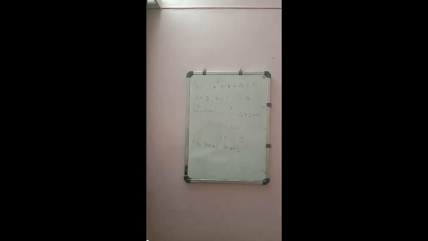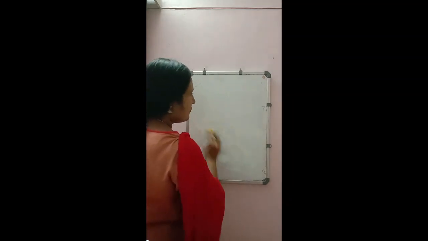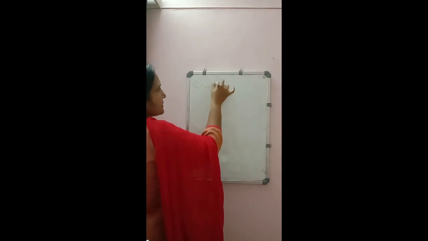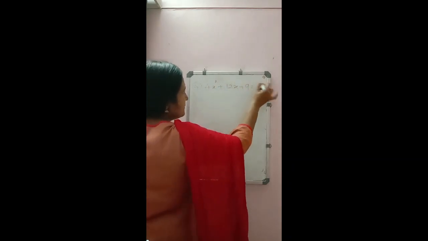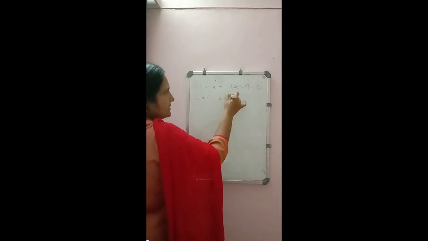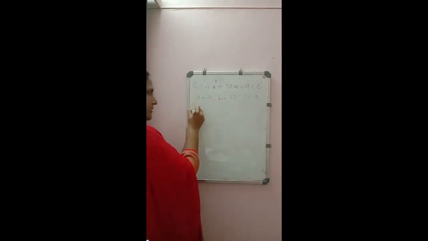Hope the method is clear to you. One more question we can discuss of this type. The next question is 4x square plus 12x plus 9 is equal to 0. Here we have a is equal to 4, b is equal to 12 and c is equal to 9.